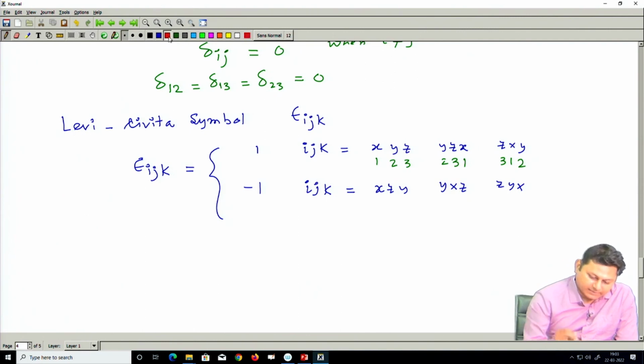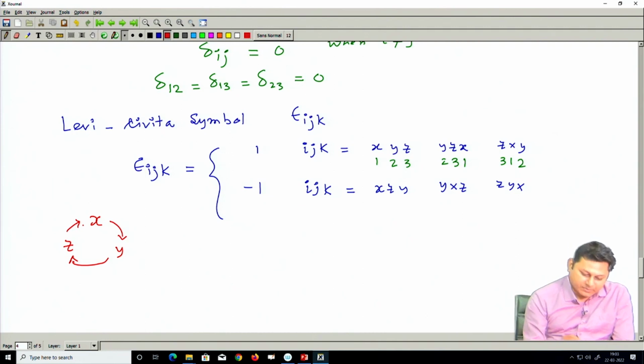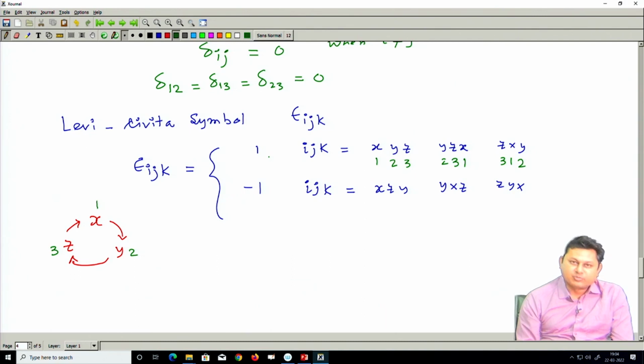So, let me do that here. I am having x here, y here, and z here, and they are forming a cyclic loop. Now, if I write it as 1 2 3, so 1 2 3, 2 3 1, and 3 1 2, they are in this right hand cyclic loop, and then all the values of epsilon i j k should be 1.